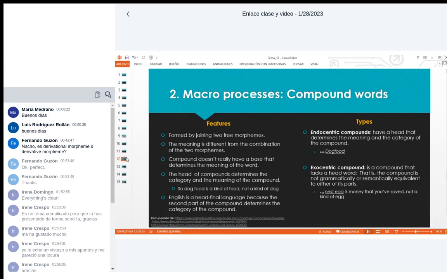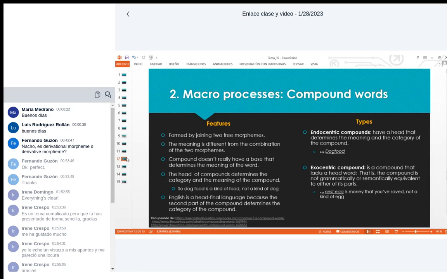Well, another process that we have to talk about is the compound words. Now, what are compound words? Compound words are the combination of two free morphemes, that is, two roots, and by combining both of them, the meaning actually changes. We'll see how this meaning changes when we have two words, and how the meaning changes according to whether we put one root or another.